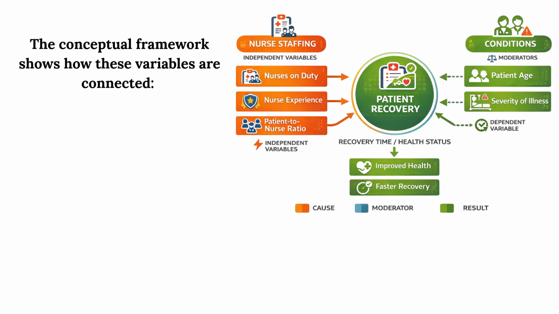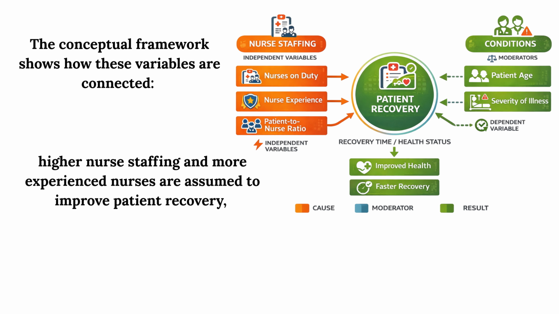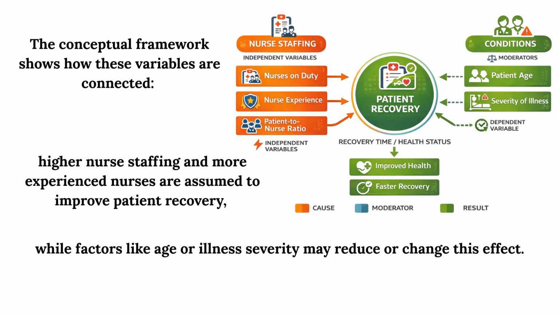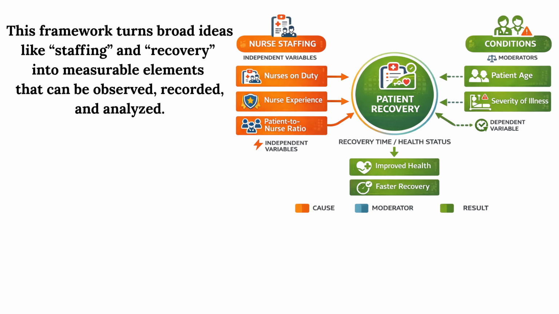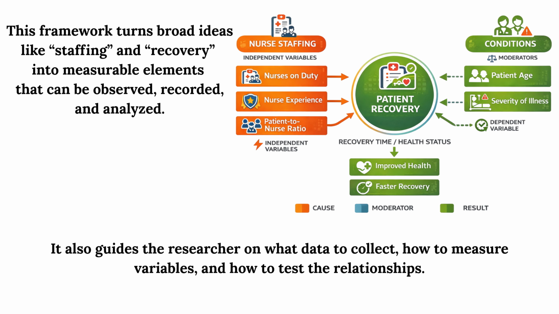The conceptual framework shows how these variables are connected. Higher nurse staffing and more experienced nurses are assumed to improve patient recovery, while factors like age or illness severity may reduce or change this effect. This framework turns broad ideas like staffing and recovery into measurable elements that can be observed, recorded, and analyzed. It also guides the researcher on what data to collect, how to measure variables, and how to test the relationships.